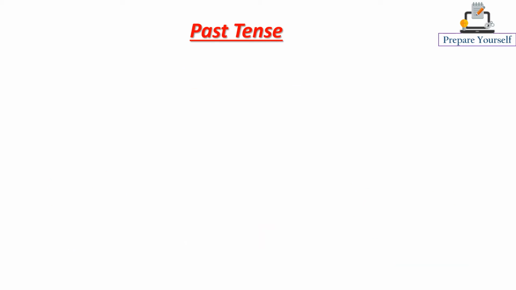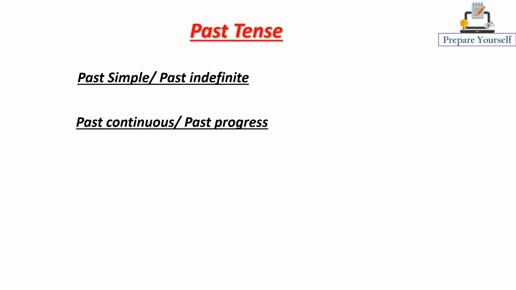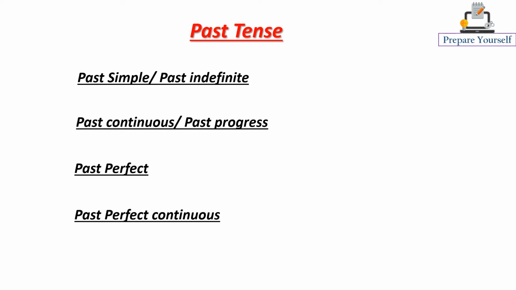By the end of this session, you will be able to understand four different types of past tense: past simple or past indefinite, past continuous or past progressive, past perfect tense, and past perfect continuous tense.